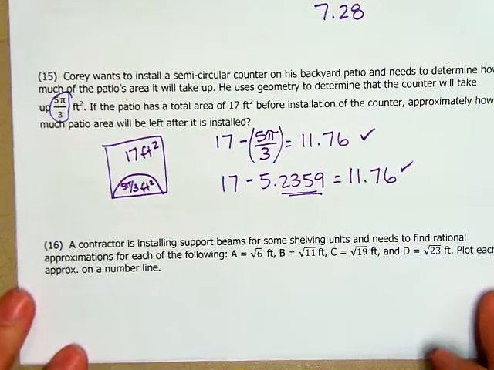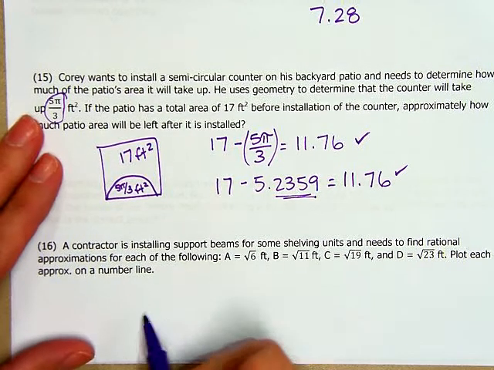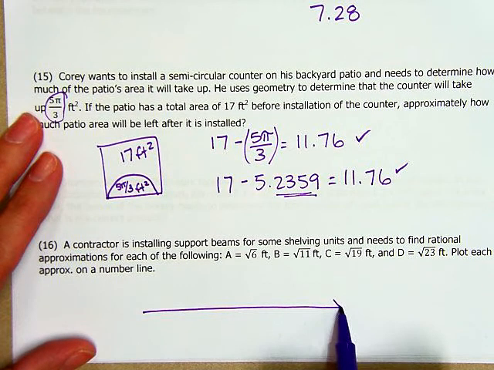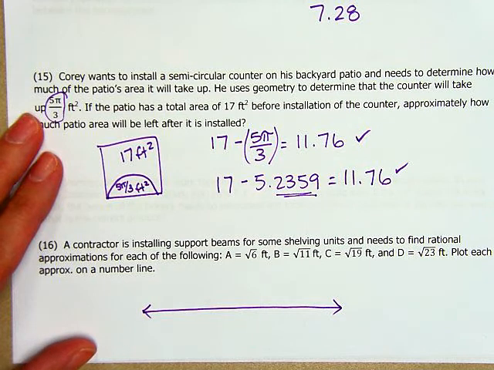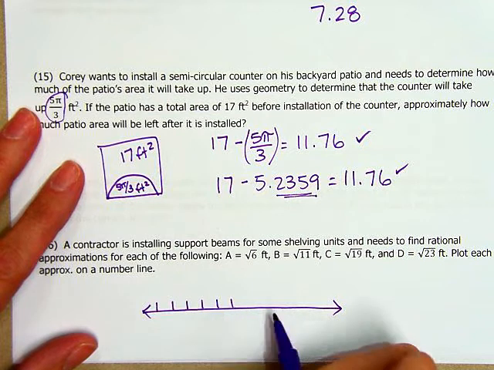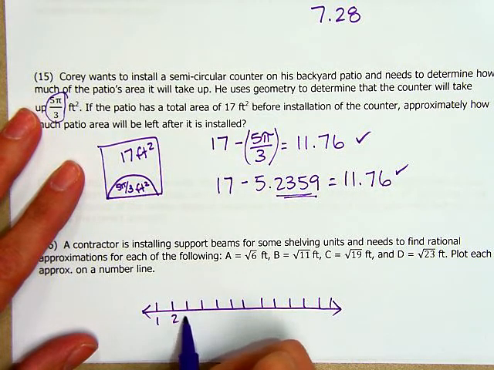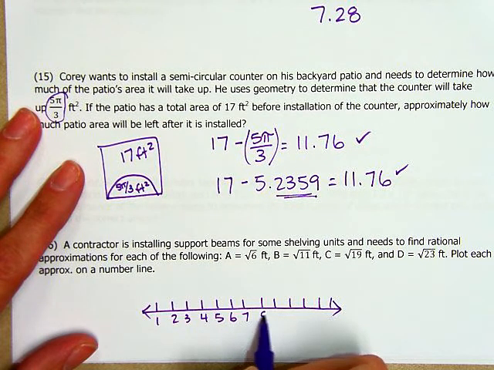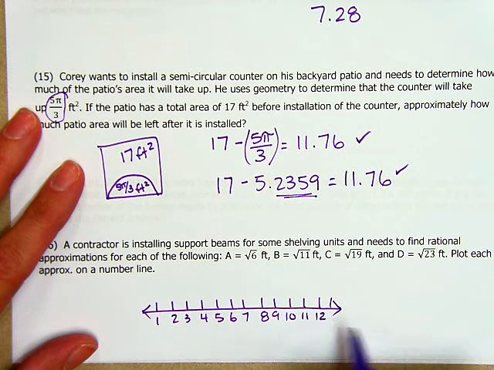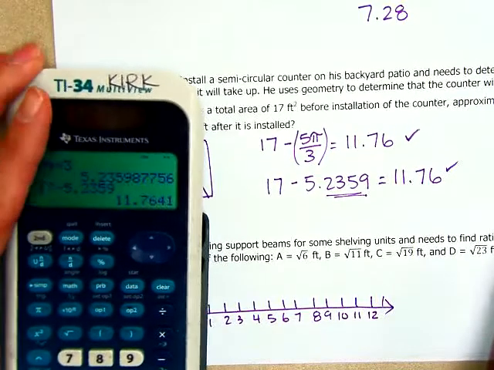Okay, 16. A contractor is installing support beams for some shelving units and needs to find rational approximations for each of the following. Plot each approximation on a number line. So, going to have a number line here. Not going to have any negatives, so what I need to do here is find the decimal equivalents, so I know where to plot them.